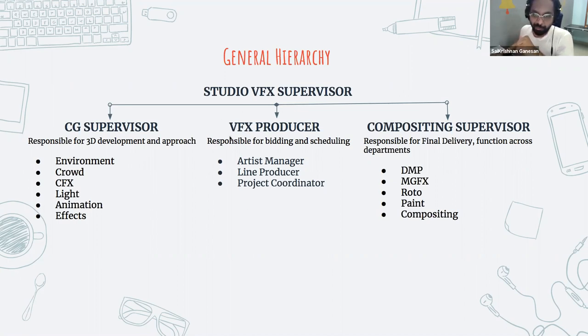And then we have a VFX producer. VFX producers are basically for bidding and scheduling. He or she is the person who will talk to the client with the VFX supervisor and say, hey, this is the budget, this is the bidding, this is the schedule for us, this could be done. So he'll be monitoring all these guys. He'll go to the VFX supervisor like, hey, this is not working. It's taking longer than what we are expecting. We are crossing the budget. Can you cross-check with the CG supervisor whether it is required, or the compositing supervisor whether it is required? So he is the person who takes care of how the show runs, basically.